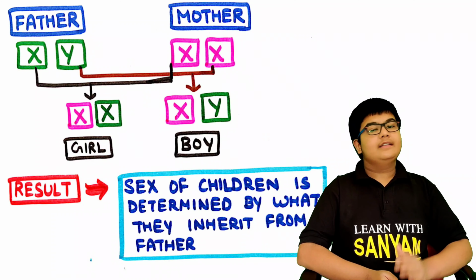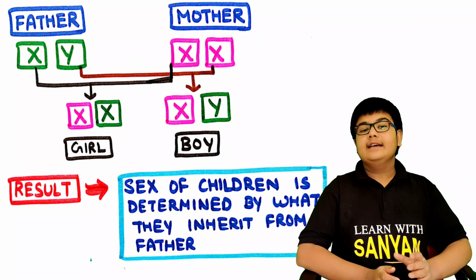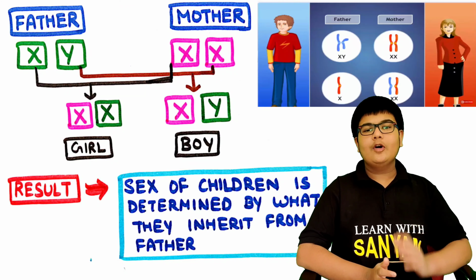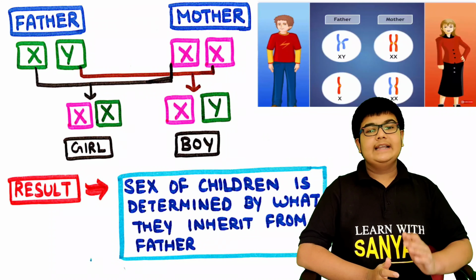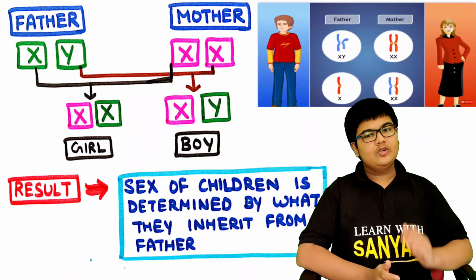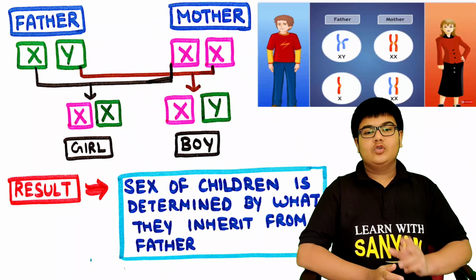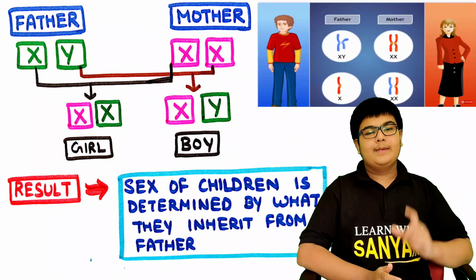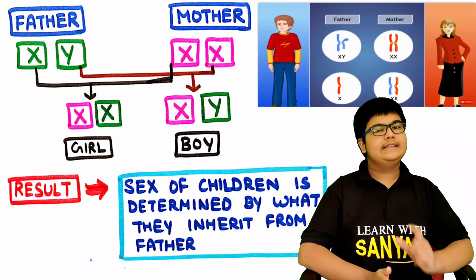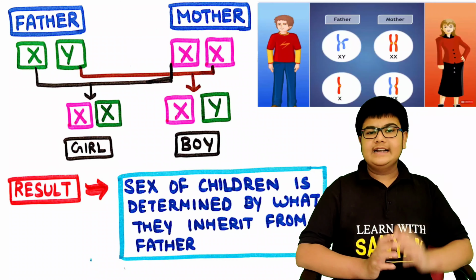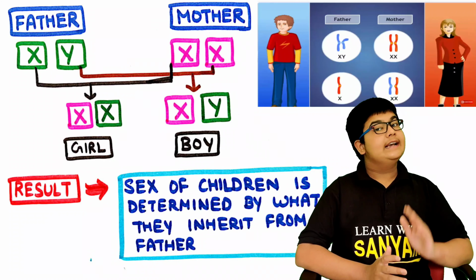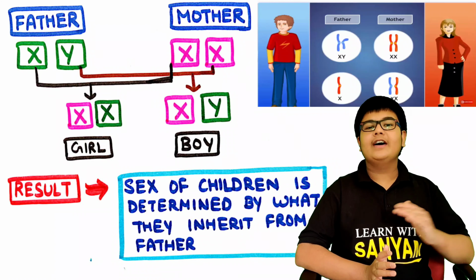So if the father gives an X chromosome, then the newborn child will be a girl, while if the father gives a Y chromosome, then the newborn child will be a boy. So if XX is there, then it will be a girl, and if XY is there, then it will be a boy. The result is that the sex of children is determined by what they inherit from the father.